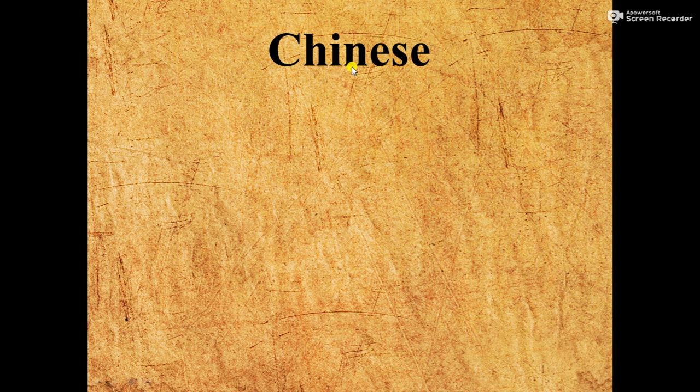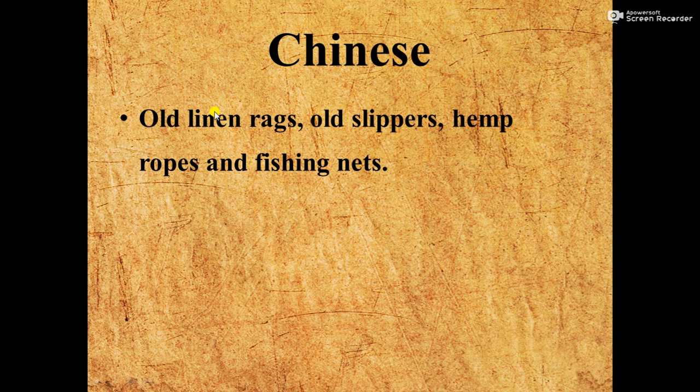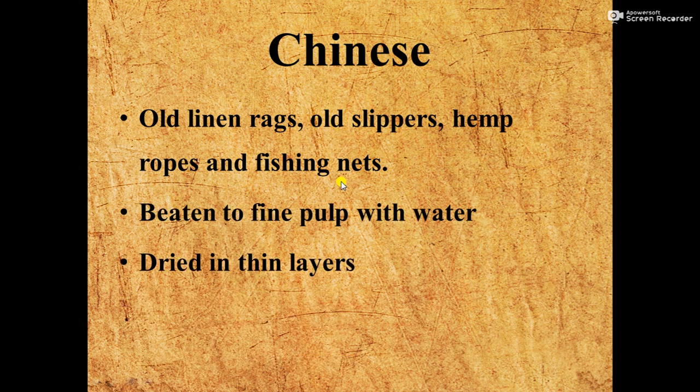Then come the Chinese people. The Chinese people used to make paper out of old linen rags, old slippers, hemp ropes, and fishing nets. These things were beaten to a fine pulp with water, and the pulp was dried in thin layers in the sunshine. After drying, those layers actually turned into paper. Let me show you the process.